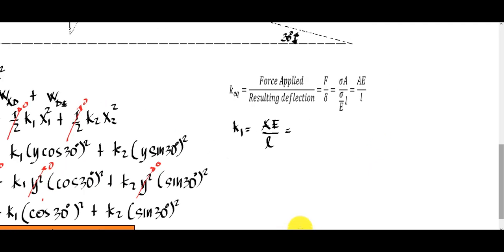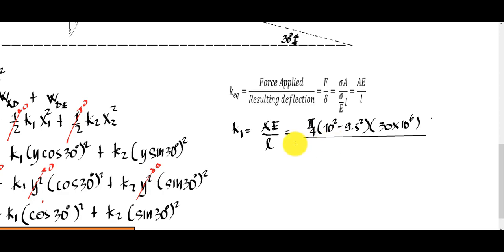Since we have the area for the K sub 1, that will be the bar AD. So the area is equal to pi over 4, then we have the diameter, which is 10 inches, minus the 9.5 inches, then multiplied by 30 times 10 to the power of 6, which is the modulus of elasticity of the steel. This is divided by the length L sub 1, which is 100 inches. Now we have the value, which is equal to 2.29 times 10 to the power of 6 pound force per inch.